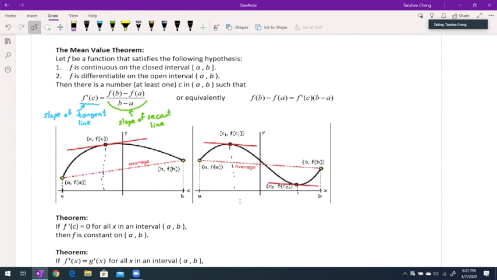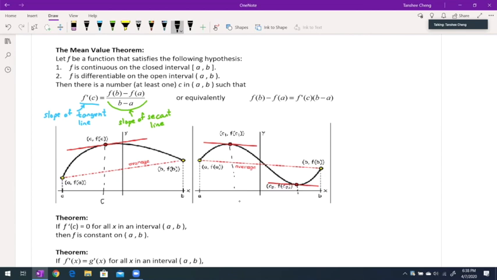least one number c, okay, one number c that is in the interval (a, b) such that f prime of c is equal to f of b minus f of a over b minus a. Right? So what does that mean? Look at the picture, it's very clear.